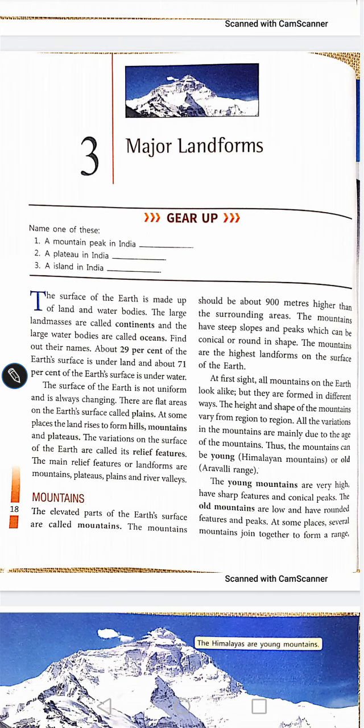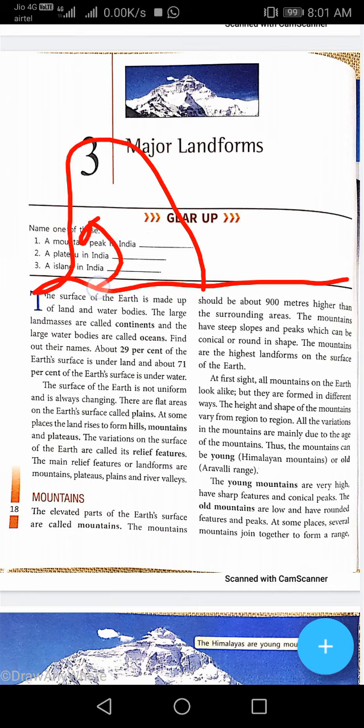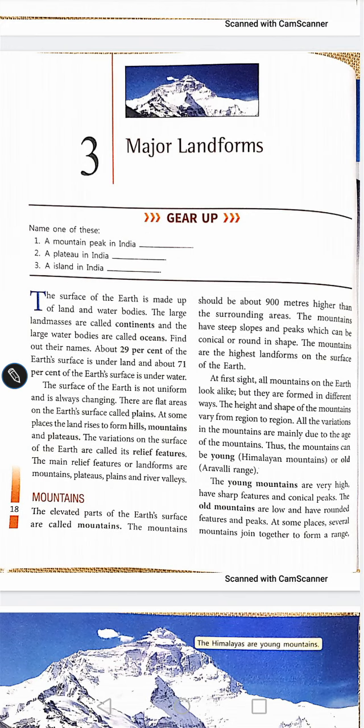Now the mountain should be 900 meters higher than the surrounding areas. This is the surrounding area and this is the mountain, so it must be above 900 meters above the sea level, above the surrounding area. The mountains have steep slopes. Steep means like a thorn, pointed type. The mountains are the highest landforms on the earth's surface.